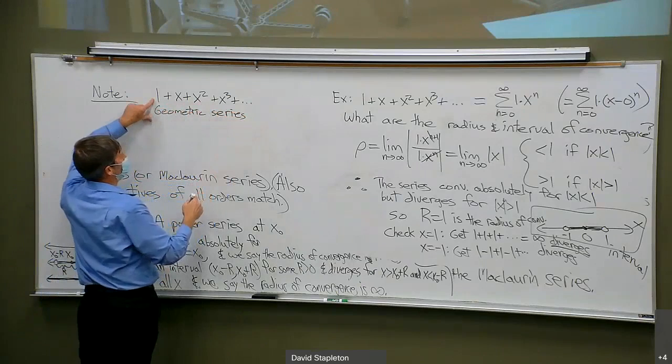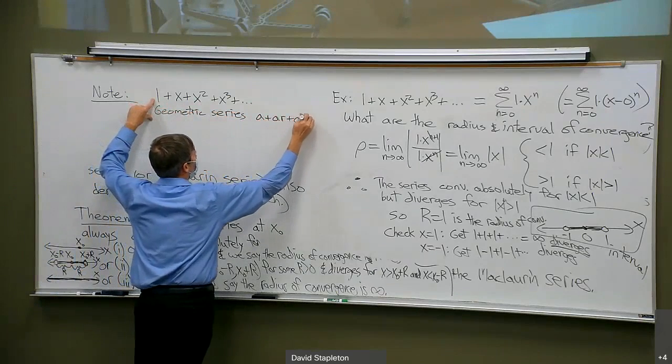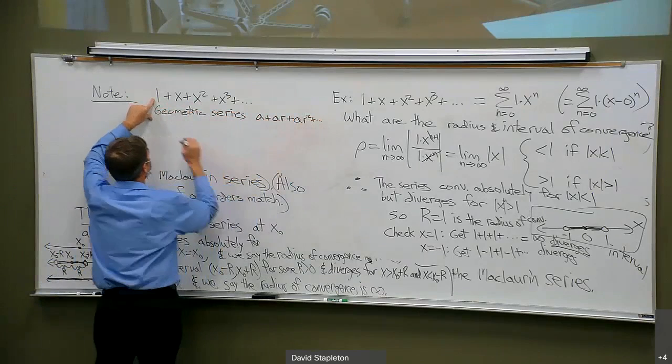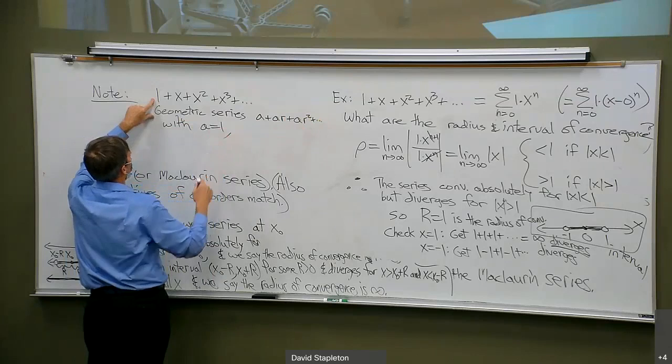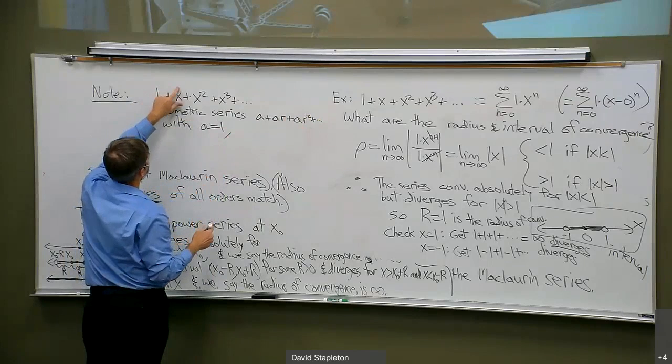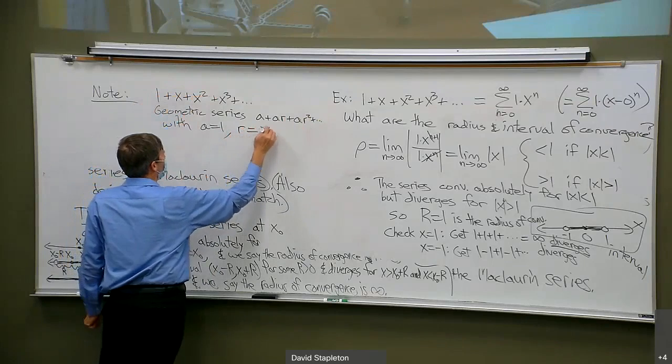with, right, a plus ar plus ar squared plus so on, one of those. With a is always the first term, so a equals 1. And r is always the ratio, right? You multiply times r times r times r. So evidently r is equal to x.